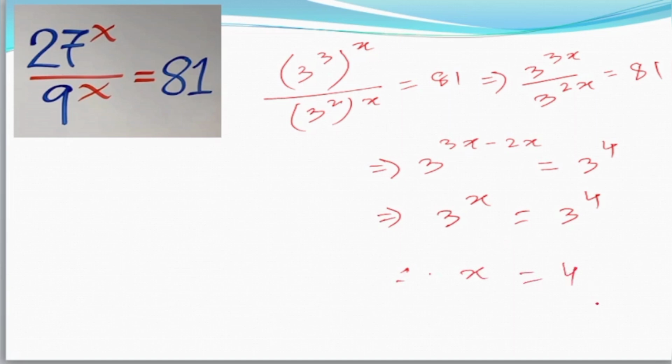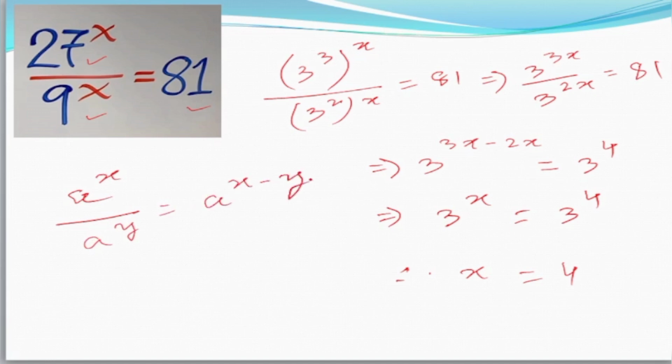x will be 4. So if these kinds of questions come in those competitive exams, you have to make sure that the bases are equal. You have to make the bases equal, and this is the exact way to get it. Here the formula is a to the power x divided by a to the power y. We can write this as a to the power x minus y. This is possible because the bases are equal.